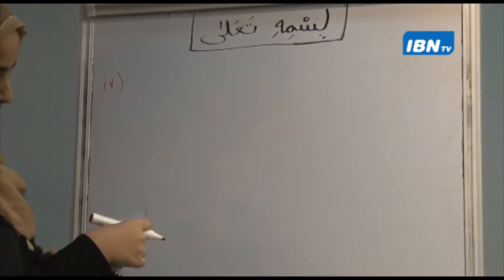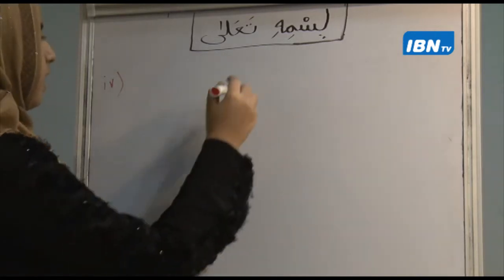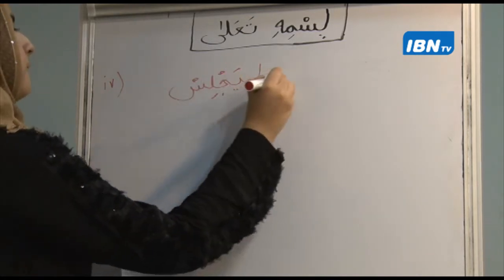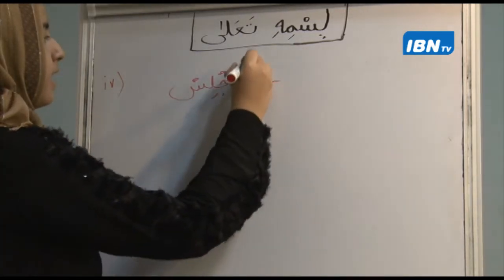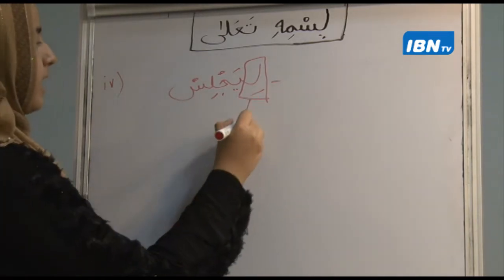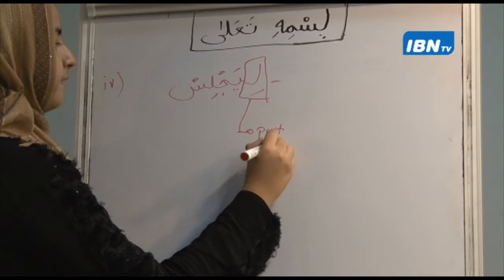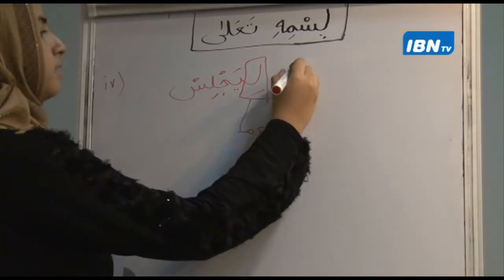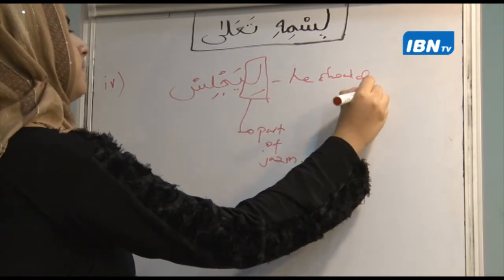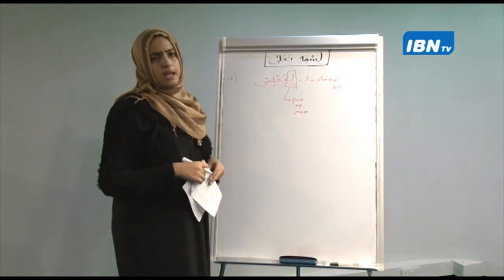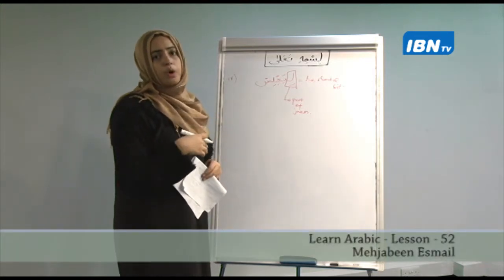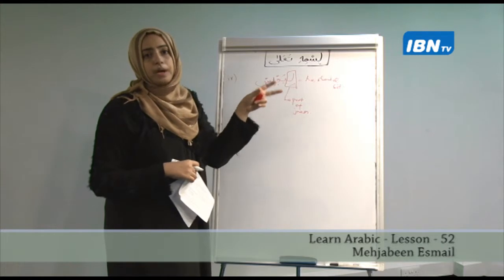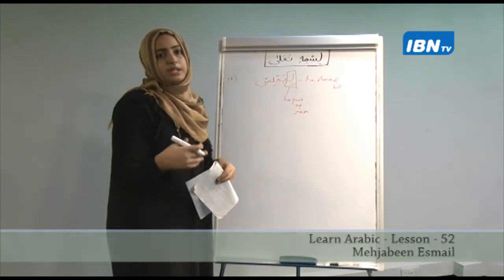So the fourth example we have here is liyajlis. Li, of course, this li here again is the particle of jazm. So li is my particle of jazm, right? Liyajlis meaning he should sit. Now this lam here, I'll ask you, is this lamul amr or is this lamun nahi? What will be your reply? Of course, this is lamul amr. This is the lam of command, meaning he should sit or he shall sit.